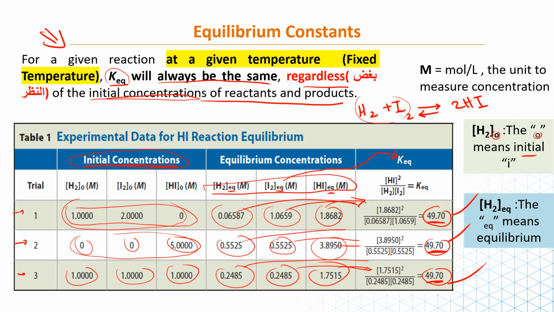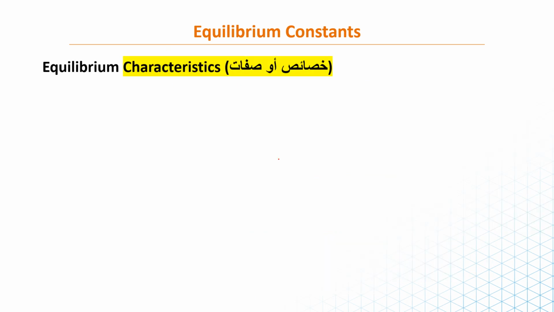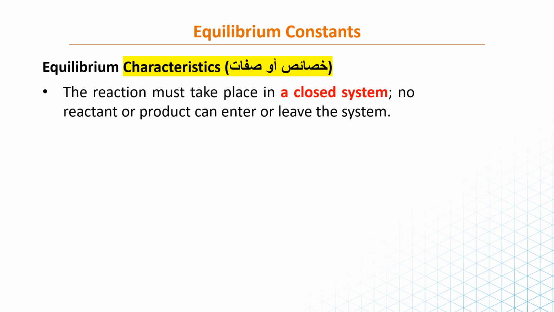And to calculate K equilibrium, we don't use the initial concentrations, we use the concentrations at equilibrium, guys. So these are the features or characteristics of equilibrium. The reaction must take place in a closed system. So we cannot let any product or reactant leave the system or escape, because that will destroy or disturb the equilibrium.